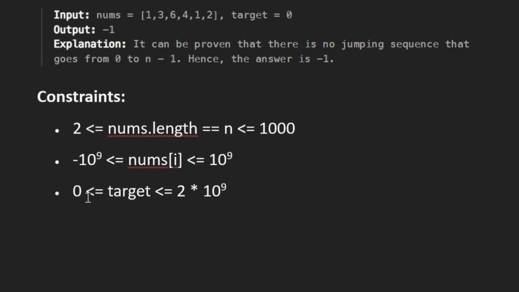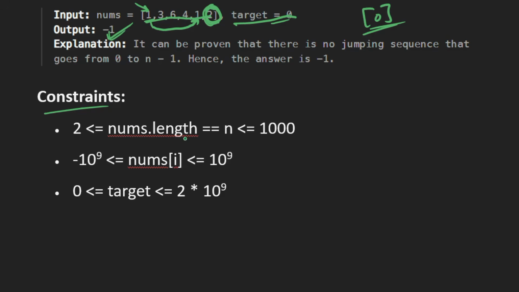Let's see example number 2. Here we are given the same array 1 3 6 4 1 2, but our target value is 0 now. That means the difference of the values should be 0. Initially we are at index 0 that has value 1. That means we can jump to another index which has the same value. So we have jumped to this index having the same value. Now from here we can't jump to any future index because there is no future index having the same value. So there is no way we can reach n minus 1, right? Hence we have written minus 1.